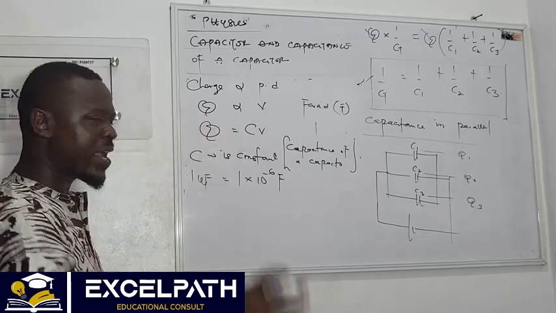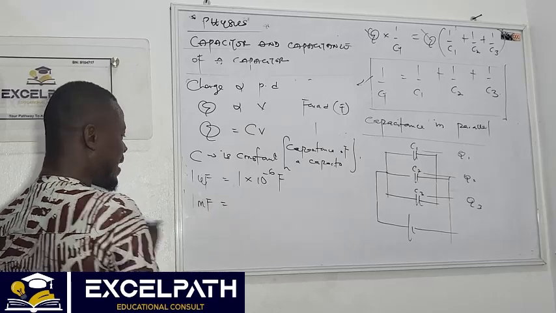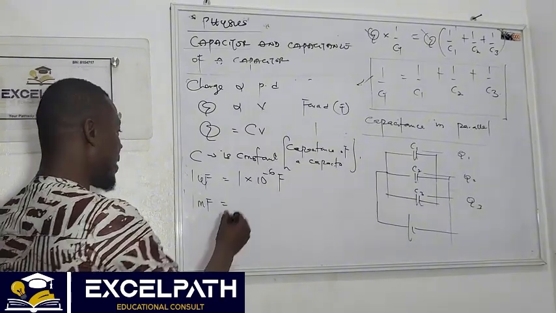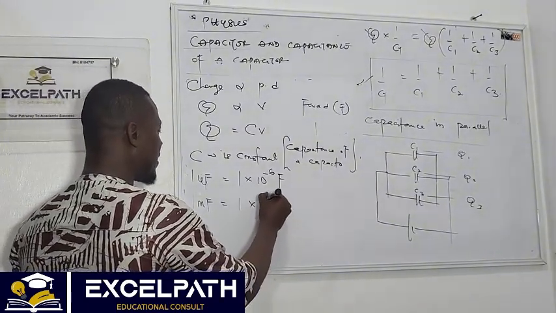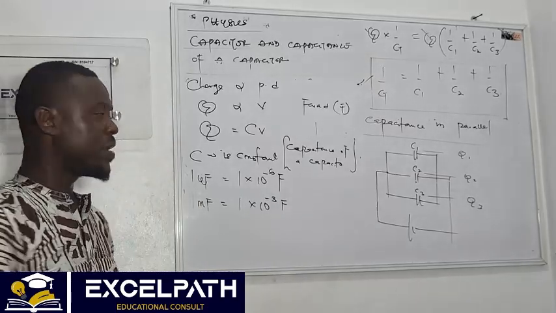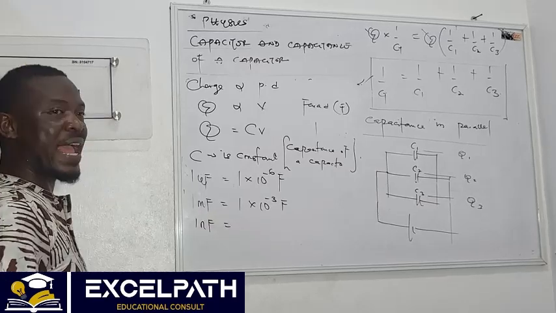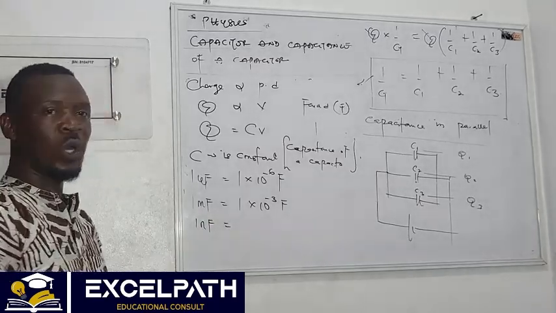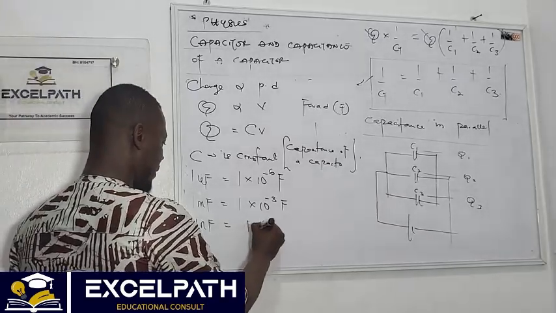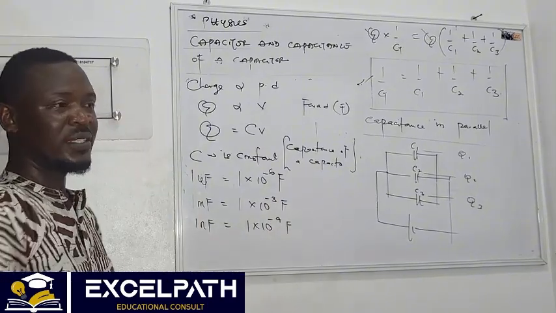So this micro, to convert it, means 10 raised to power minus 6. The other way around, if you have 1 mF, this m here means milli, and milli gives you 1 times 10 raised to power minus 3 F. What about if we have 1 nF? This n here means nano, giving me 1 times 10 raised to power minus 9 farad.